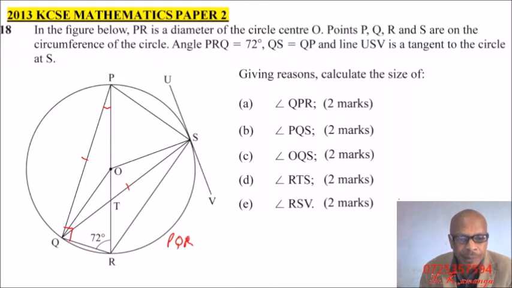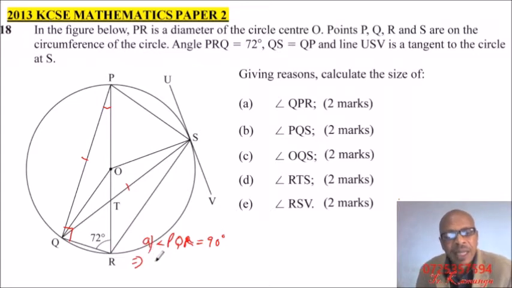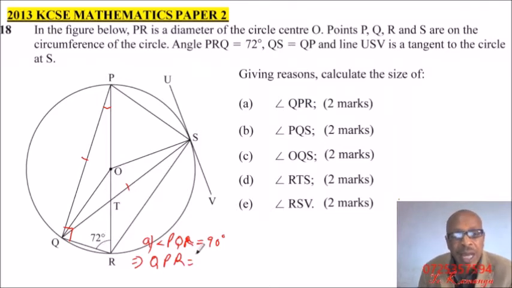We can start by saying angle PQR is equal to 90 degrees because PR is the diameter. This is part A of the question. Implying that angle QPR is equal to 90 minus 72 degrees, since the two angles add up to 90, and this should give you 18 degrees. So here you'll be able to get 2 marks.